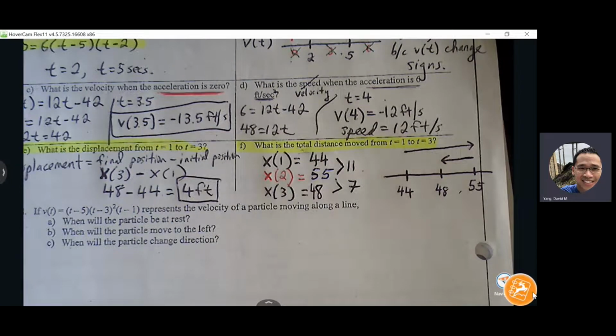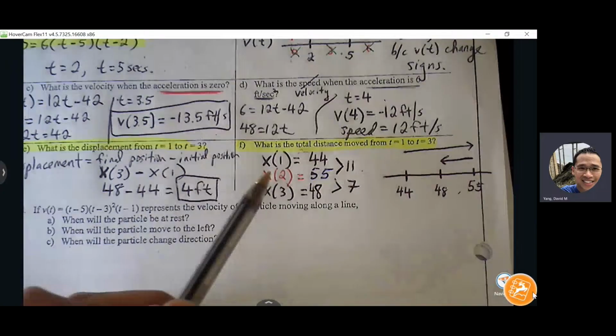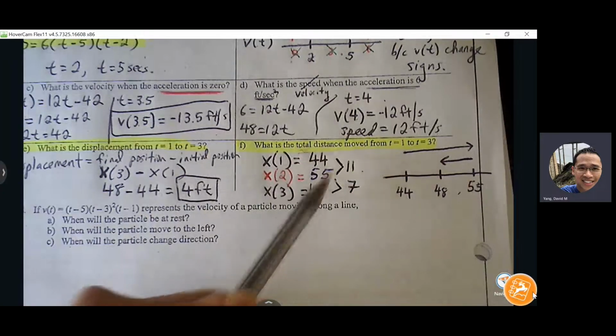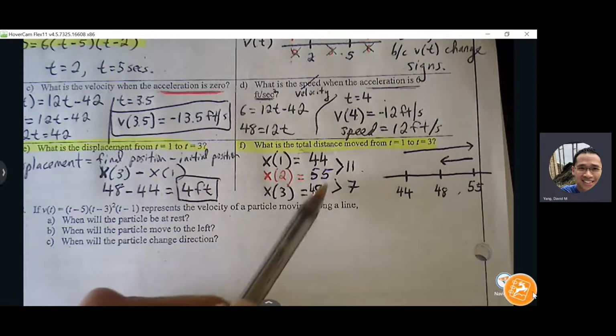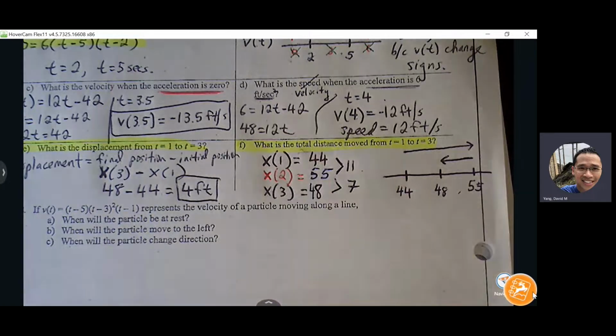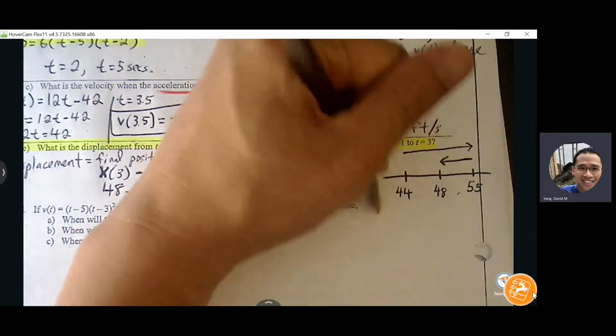Just think, I'm going forwards and backwards, but I'm just keeping count of the number of steps I'm taking, right? I took 11 steps because 55 minus 44 is 11 steps. I took 7 steps, 55 minus 48 is 7 steps. It's quote unquote negative, but I'm treating every step as a positive number. So therefore, how many total steps are you going to take? 18. That's total distance.